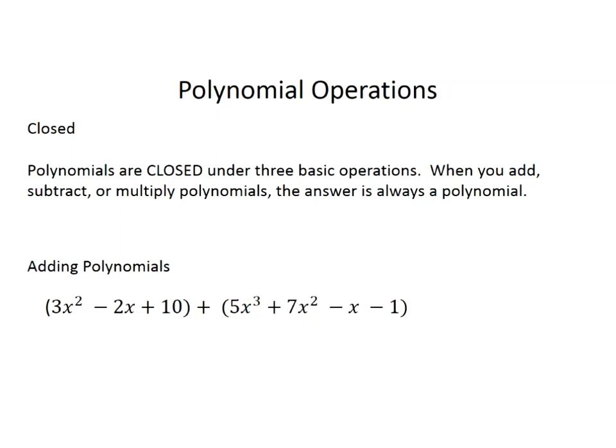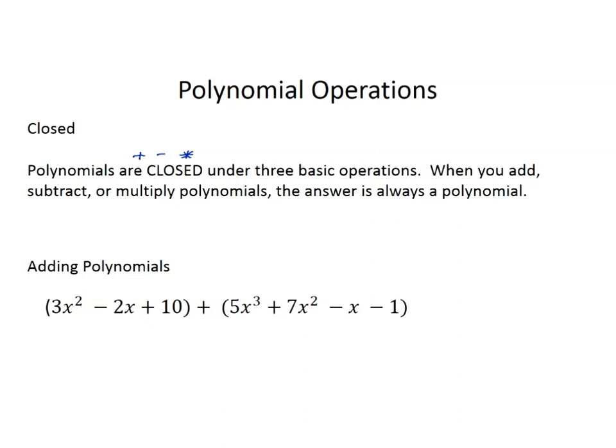There's a word that is used in mathematics, and the word is closed, but it means something very different in mathematics as opposed to what we would use it for in our daily lives. So polynomials are closed under three basic operations, and those operations are addition, subtraction, and multiplication. It's said to be closed under those three operations because when you add, subtract, or multiply polynomials, the answer is always a polynomial.